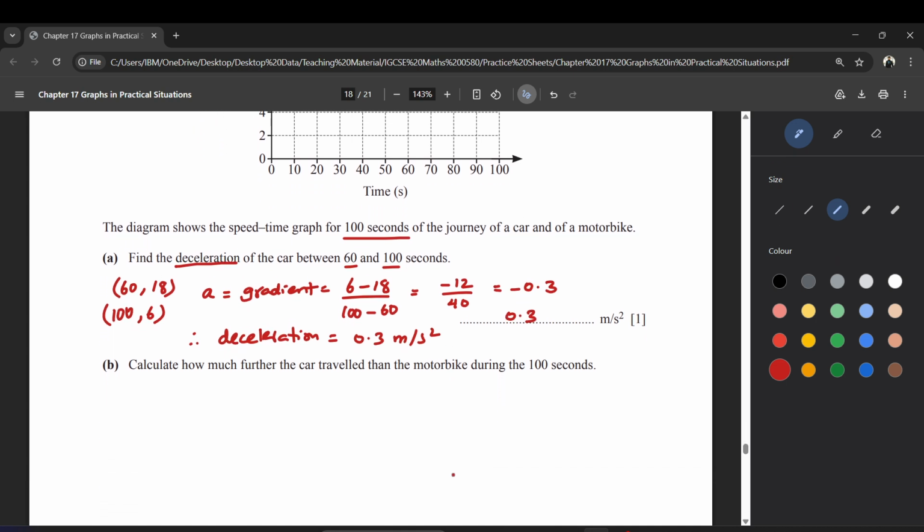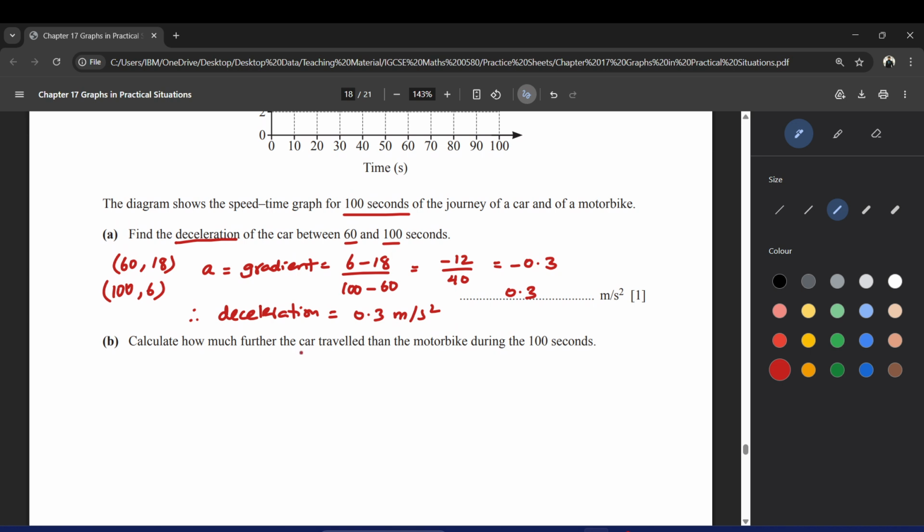Okay. Part B, calculate how much further the car traveled than the motorbike during the 100 seconds. So now in this question, because we have two vehicles being compared, a car and a motorbike, first we are going to work out how much distance was traveled by the car, then we will work out how much distance was traveled by the motorbike, and then we will see how much difference there is. So that would give us how much further the car has traveled than the motorbike.